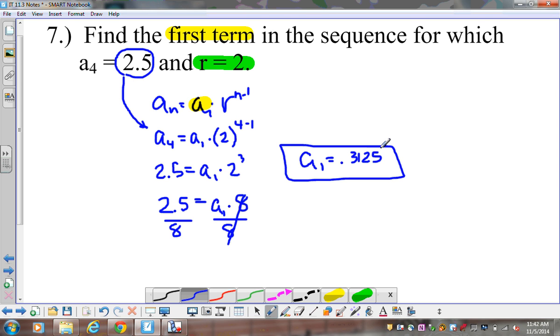There you go. So the first term of that particular sequence is 0.3125. Cool. All right, so that's looking at specific terms of geometric sequences.